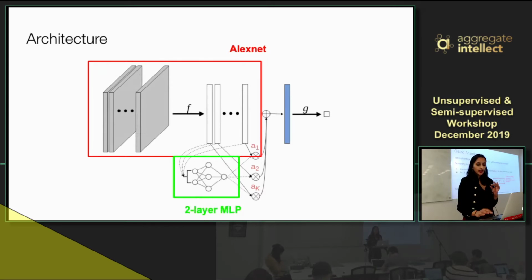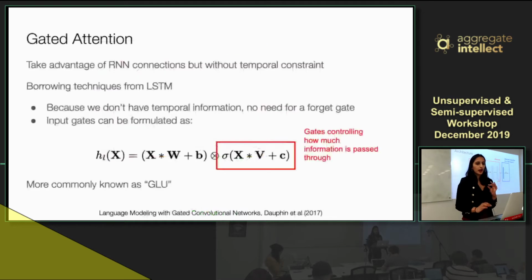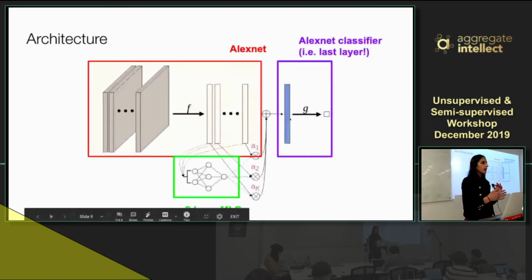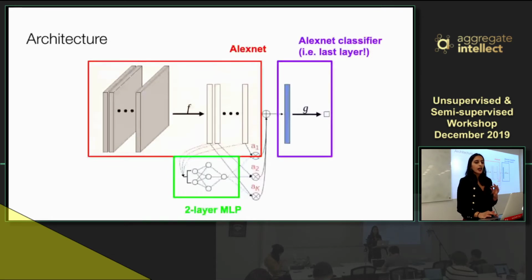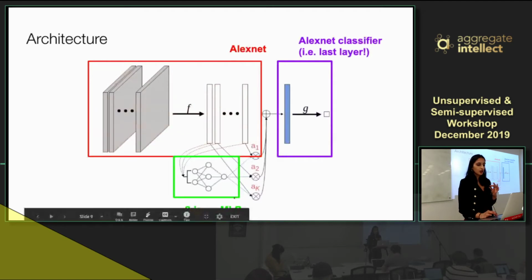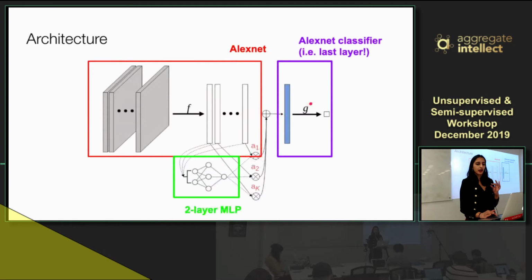And then finally you have the last part, which I'm going to call the classifier, and I do believe in my comments on the Colab notebook I call it a classifier as well. That will take the information from both the two-layer multi-layer perceptron as well as the AlexNet features, combine them through this multiplication function here, and pass it through the classifier.